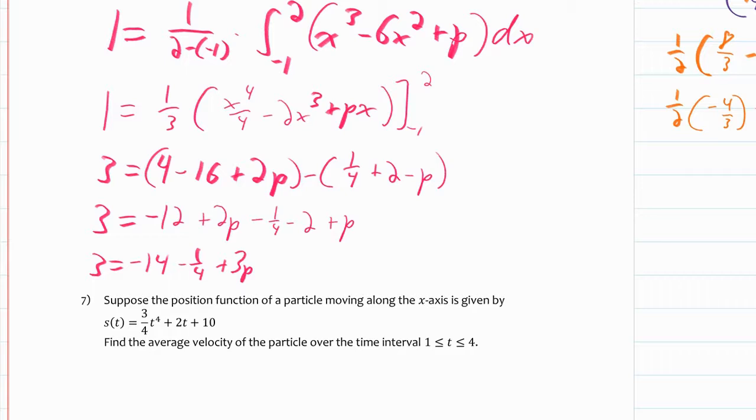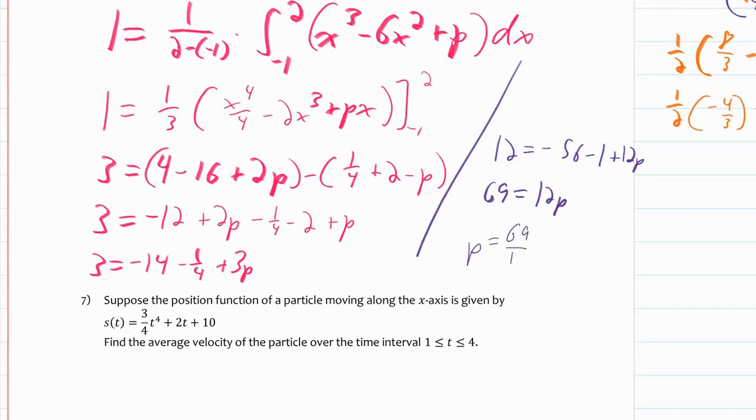I'm going to multiply both sides by 4. So that would give me 12 is equal to negative, let's see, this times 4 would be, I want to make sure I get this right, 56. So -56 minus 1 plus 12p, or let's see, that would be -57. So 69 is equal to 12p, or p is equal to 69/12. If I divide both by 3, I'd get 23/4.